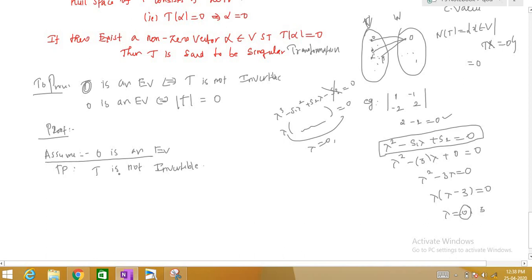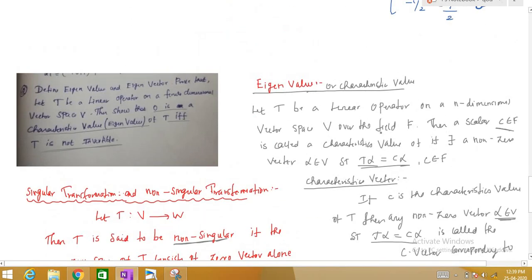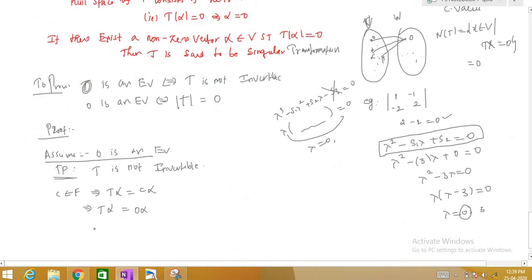So 0 is an eigenvalue means, according to the definition of eigenvalue, that we choose C belongs to F, then C is called an eigenvalue if T alpha is equal to C alpha, right? So here 0 is an eigenvalue, so that means our T alpha is equal to 0 alpha. C is called an eigenvalue if T alpha is equal to C alpha. That is the definition. You can see the definition: C is called a characteristic value if there exists a non-zero vector such that T alpha is equal to C alpha. So that means T alpha is equal to 0, right?